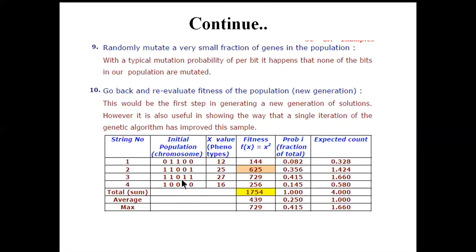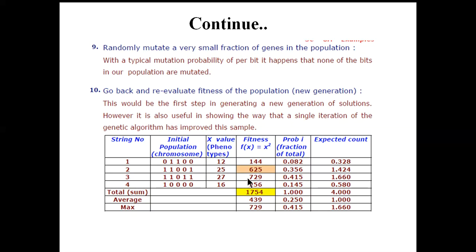Now next, after the mutation, we need to reevaluate the fitness and calculate again the corresponding fitness value, and again calculate the probability of selection and expected outcome. Here you can see that this one is the first iteration. After the first iteration, what do we get? We get the fitness value for the second solution as 625, and the third solution becomes 729 fitness.